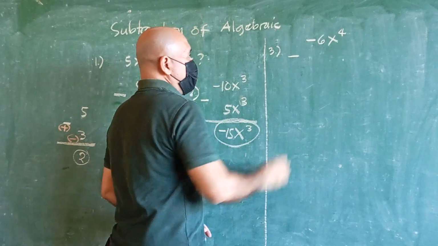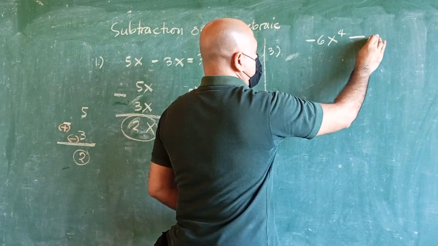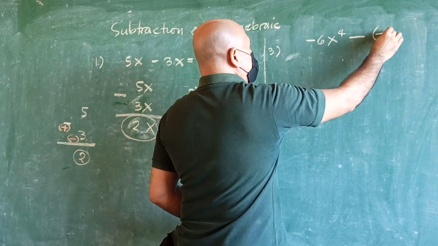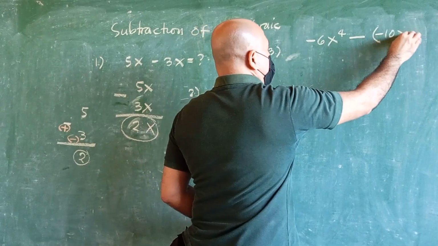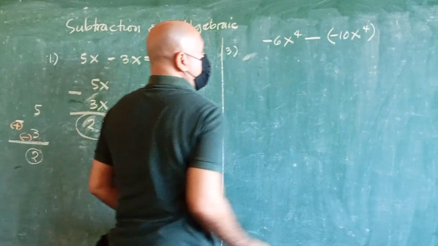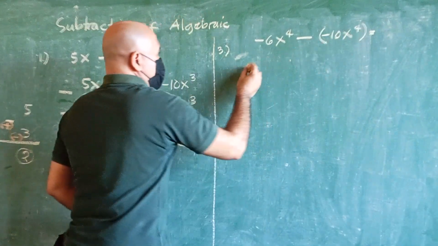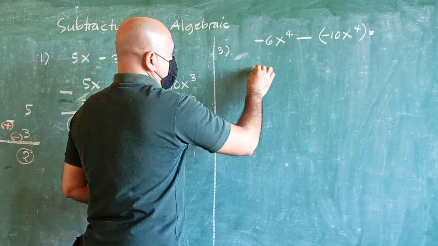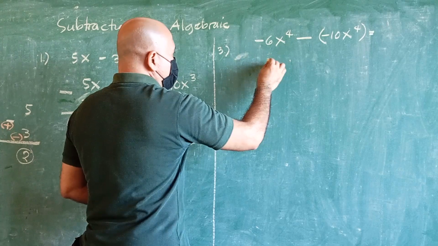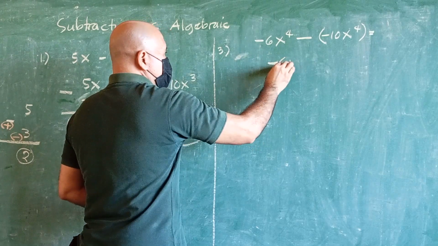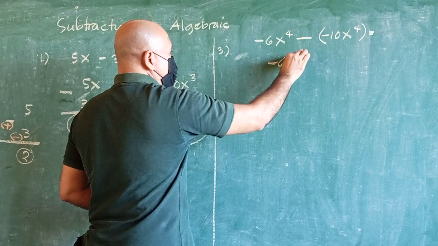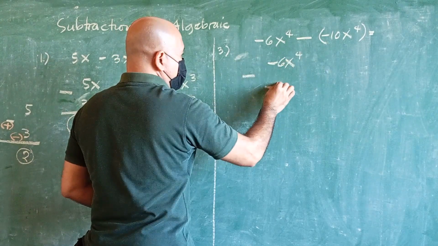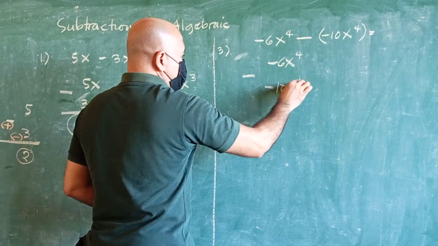Minus, for example, negative 10x raised to the power of 4. Again, it depends on which is convenient for you to answer. So you may write the given in vertical arrangement: negative 6x raised to the power of 4, and then minus this one, and the given is negative 10x raised to the power of 4.